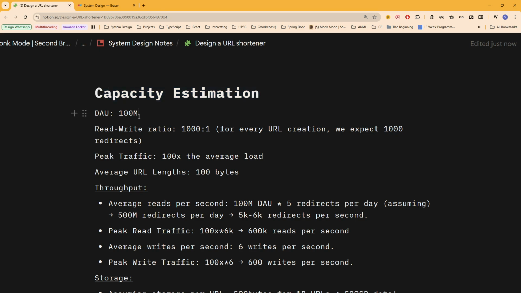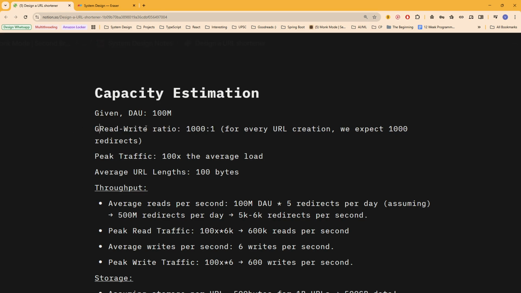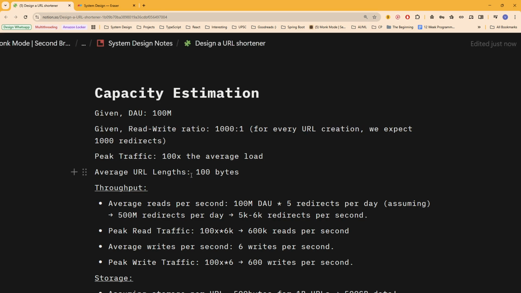So we were given that we have 100 million daily active users. Okay, and the read write ratio is also given. Let's say that it is 1000:1. Peak traffic I am taking as 100x the average load. You can take it as 10x as well. I mean, these numbers will of course vary. It will depend on your interviewer as well. Your interviewer might also give you certain inputs for these.